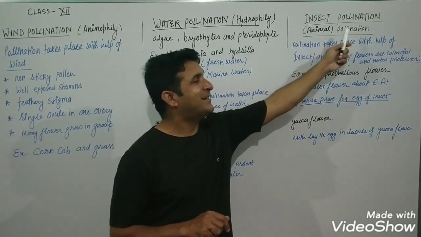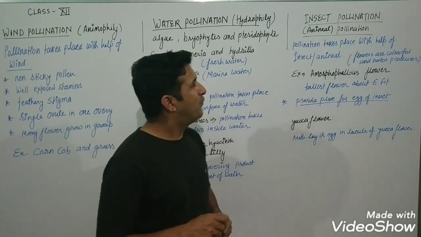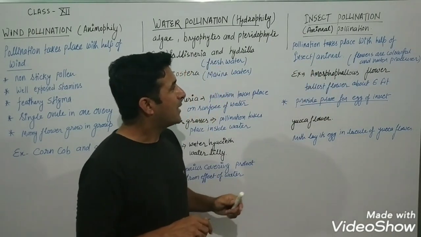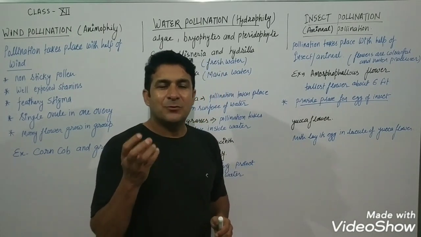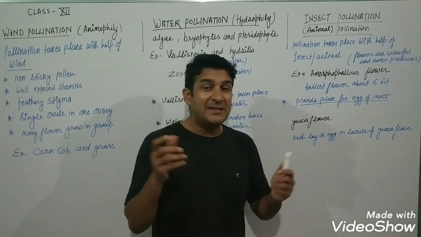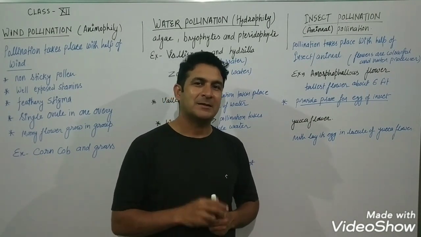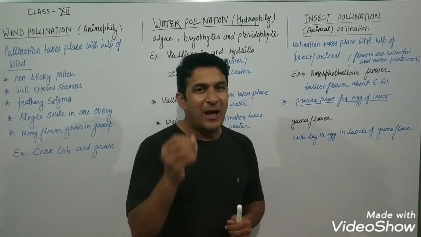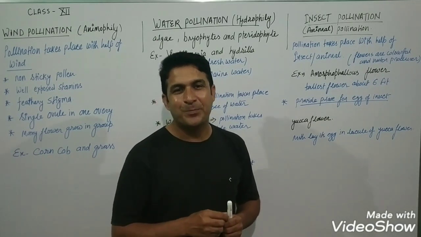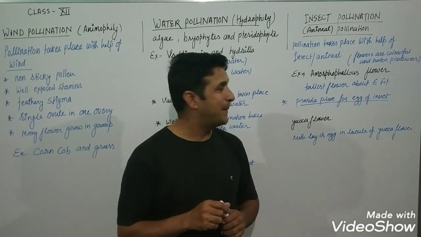The next is about insect pollination, which is also known as animal pollination. This type of pollination takes place with the help of insects or animals, right? The flowers where insect pollination takes place are always colorful, and these flowers will produce nectar. Keep this in your mind. The flowers which need the help of insects or animals, either ant or bat, all have colors, and they also produce nectar, right?